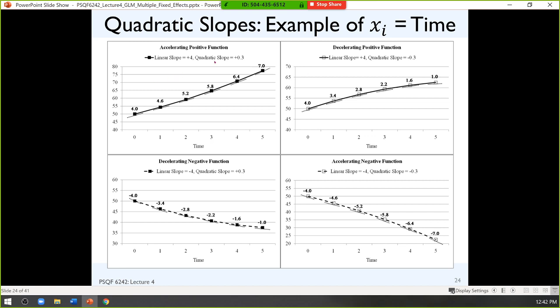When paired with a positive quadratic slope, that would be the coefficient in the model that goes with time squared. That's the quadratic slope, the coefficient for time squared. In this function, it was positive 0.3. So what happens is that it takes that linear slope that's positive 4 and makes it more positive for every unit in time by twice the quadratic coefficient. Homework question: twice. That's the magic number.